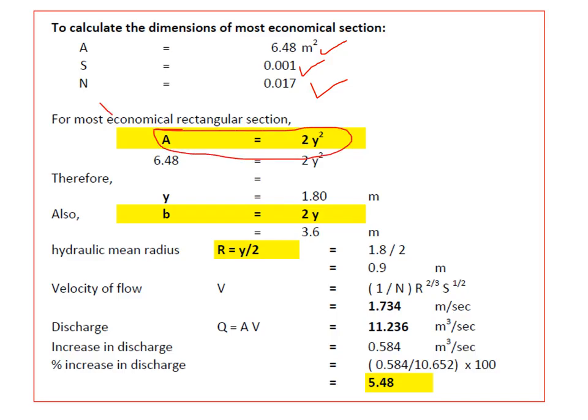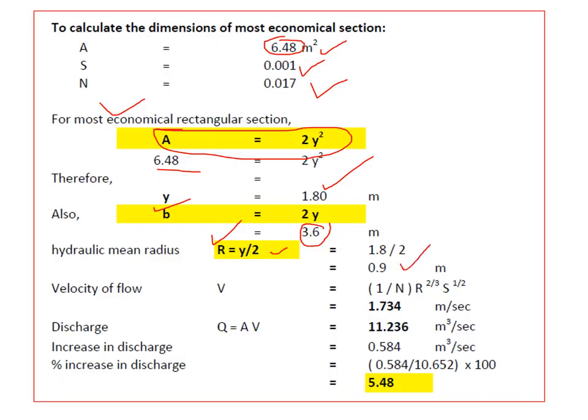Now I am using the conditions for the most economical rectangular section. Since area is made constant, 6.48 is used, so that gives y. So y is 1.8 meters, and b is 2y, which is another condition for the most economical rectangular section. So I get 1.8 and 3.6 meters. Also, the hydraulic mean radius need not be calculated from A by P. I can use the condition y by 2 for most economical sections, which is 0.9 meters.